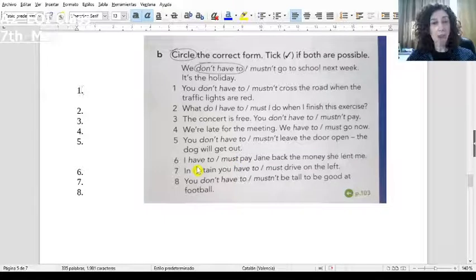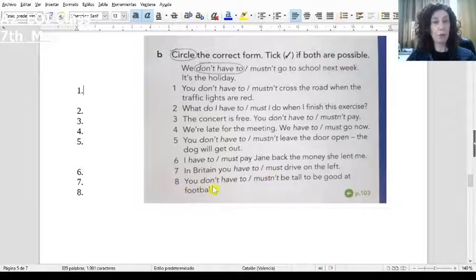6. I have to pay or I must pay Jen back the money she lent me. La obligación. ¿Qué tipo de obligación? Para devolver el dinero. 7. In Britain, you have to drive on the left or you must drive on the left. ¿Qué tipo de obligación? In Britain, conducir por la izquierda.